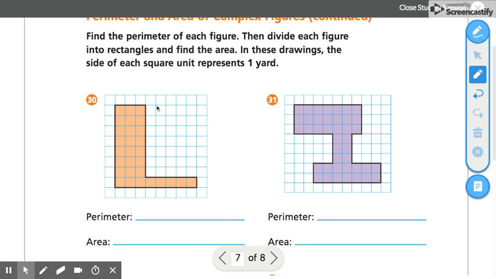Now, these shapes are nice because they're laid out as grid paper. So we can use the grid paper to help us figure out what the perimeter is of the shape. So I just start by going around and counting each side. So I've got 1, 2, 3. So this side is 3. Then I go ahead and go down here. I have 1, 2, 3, 4, 5, 6, 7. This side is 7. Then I go across here. I have 1, 2, 3, 4, 5. This little piece right here is 1.